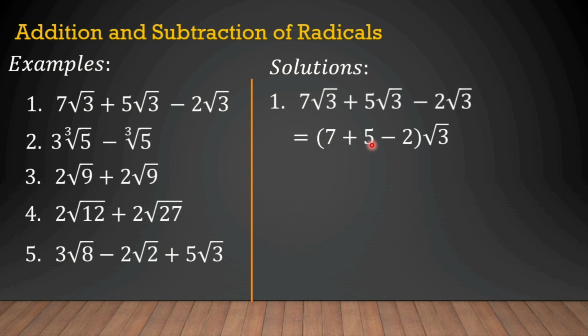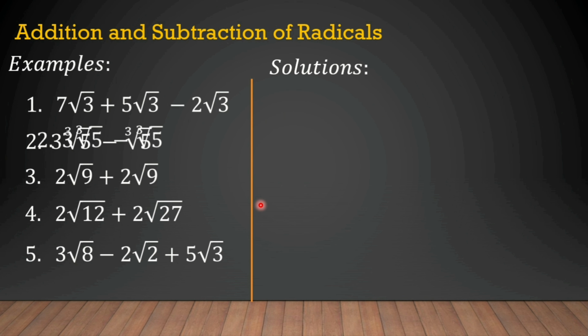So, 7 plus 5 minus 2. Then, copy the common radicals, which is the square root of 3. So, we have 7 plus 5 is equals to 12. 12 minus 2 is equals to 10. Then, copy the common radicals, which is the square root of 3. So, the answer for number 1 is 10 the square root of 3.